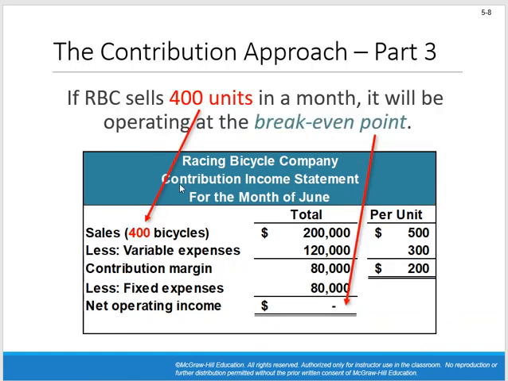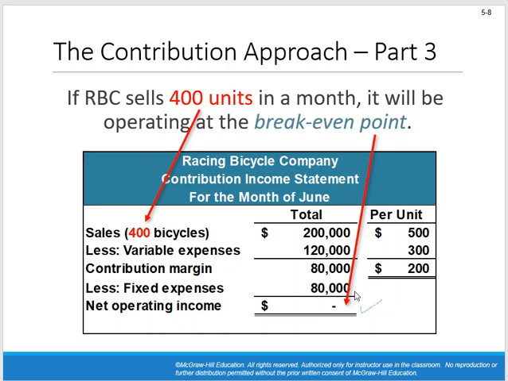So here they show us what happens to our income statement at 400 units. We take 400 bicycles times $500 per unit. Our new sales revenue would be $200,000. Our variable expenses are now $300 per unit times 400 units, which is $120,000, and our contribution margin is $200 per unit times 400 units, which is $80,000, just enough to cover the fixed expenses and leave us with net operating income of zero. Big shocker.